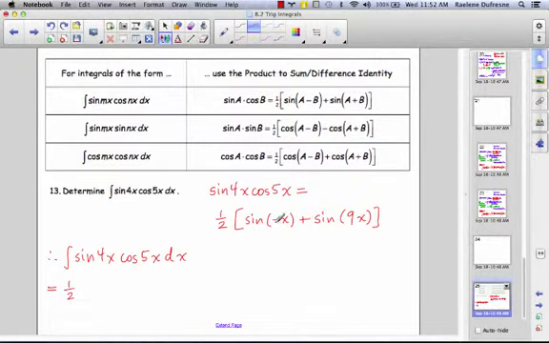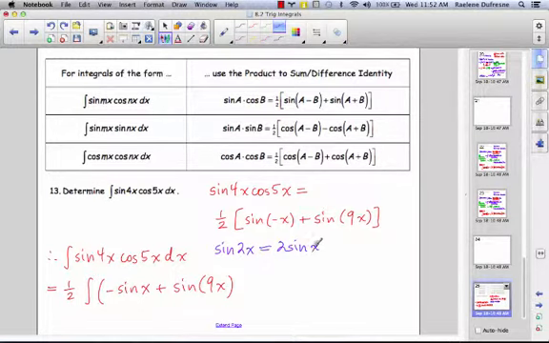And we can also use the negative angle identity, or the symmetry of the sine function, to say that sine of negative x is the same as negative sine of x. We cannot, however, take the 9 in front. It doesn't work that way. We know this because we know that sine of 2x does not equal 2 sine of x. Rather, sine of 2x is equal to 2 sine x times cosine x. So it's not a matter of this coming out in front. That doesn't work.